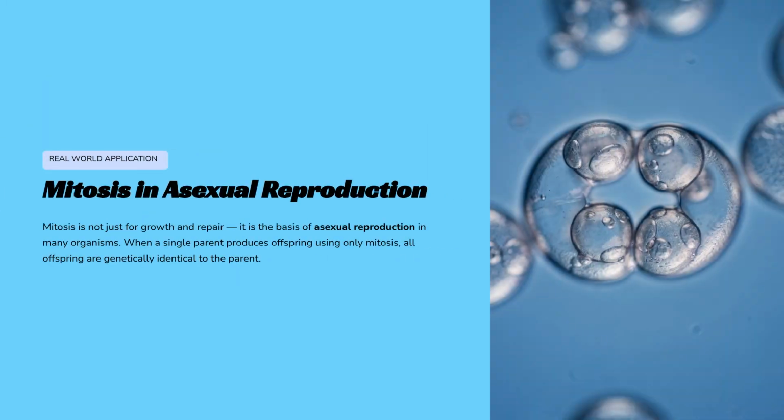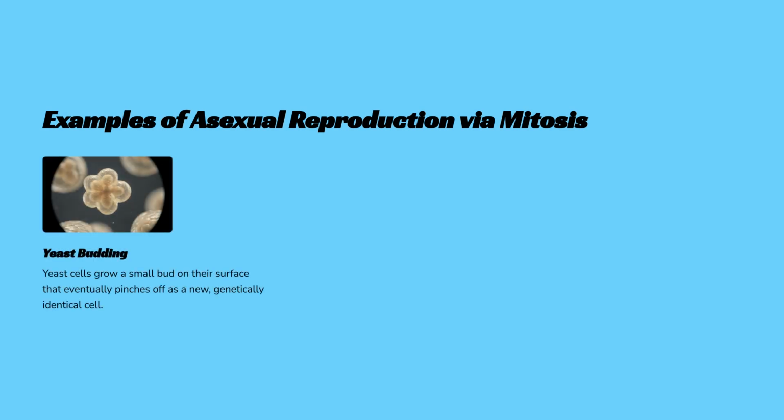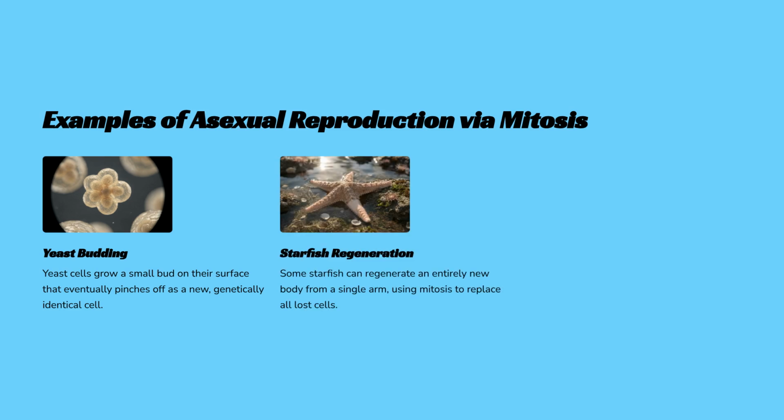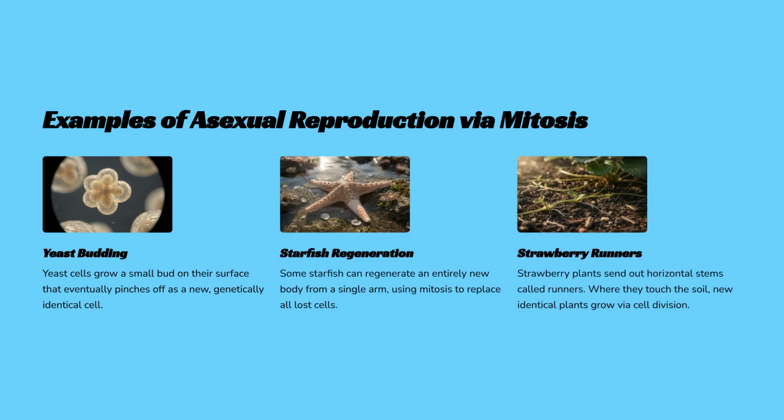Mitosis is also the basis of asexual reproduction in many organisms. When a single parent produces offspring using only mitosis, the offspring are genetically identical to the parent, often called clones. Examples of asexual reproduction via mitosis include yeast budding, where a new, identical cell pinches off, starfish regeneration, where a new body grows from an arm, and strawberry runners, which form new plants.